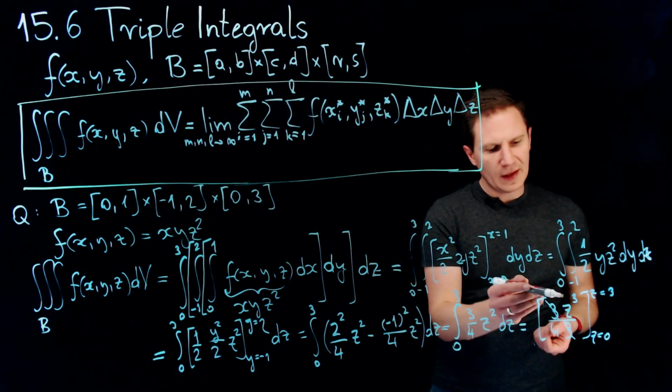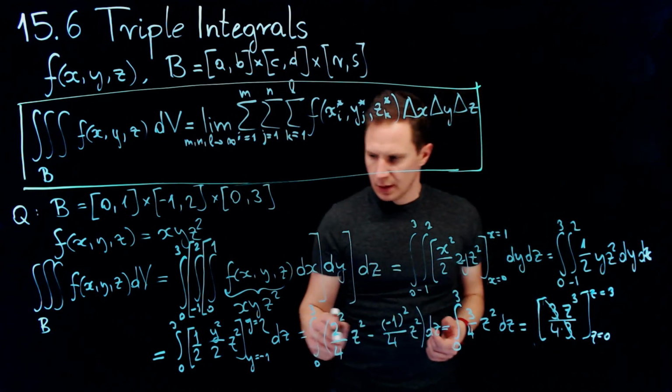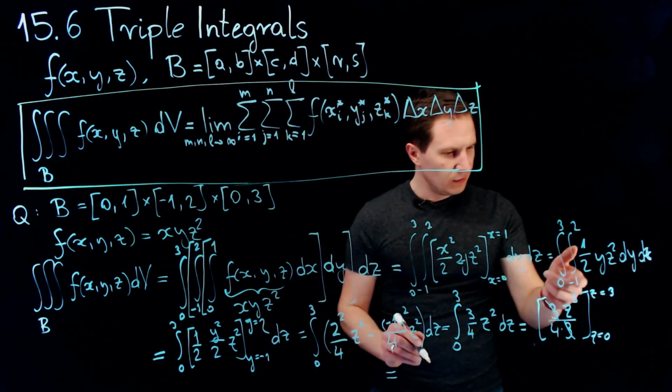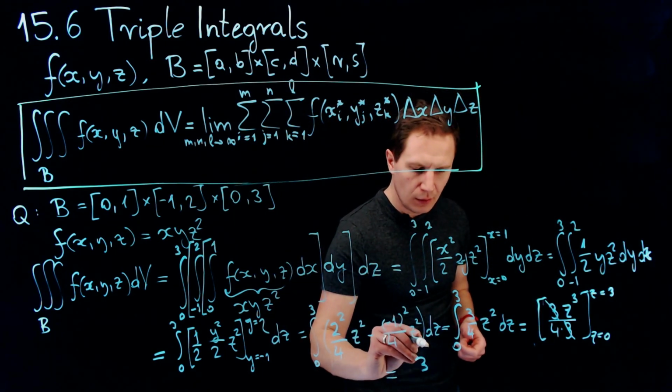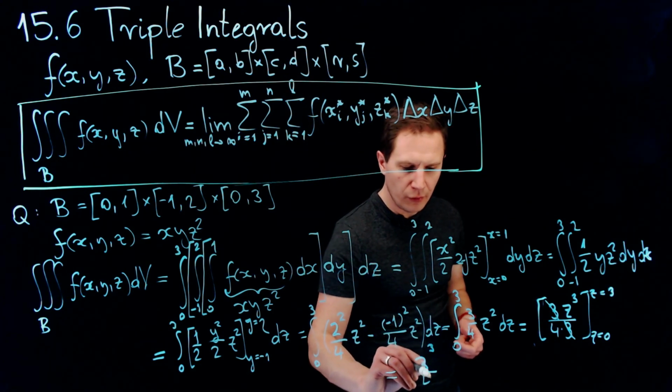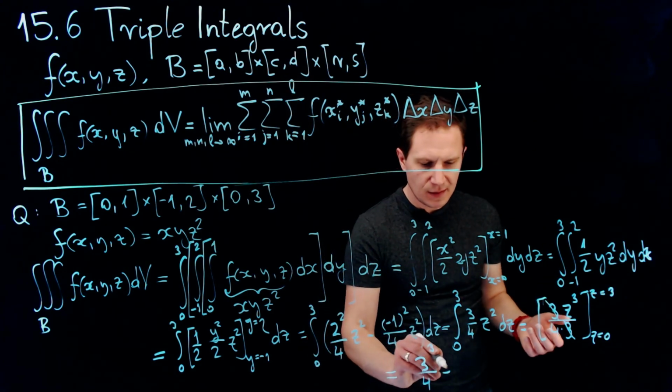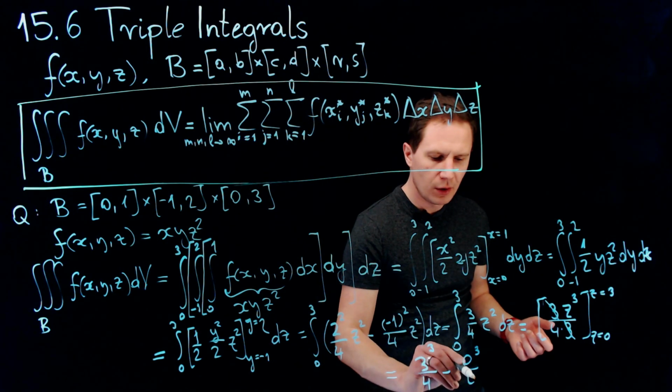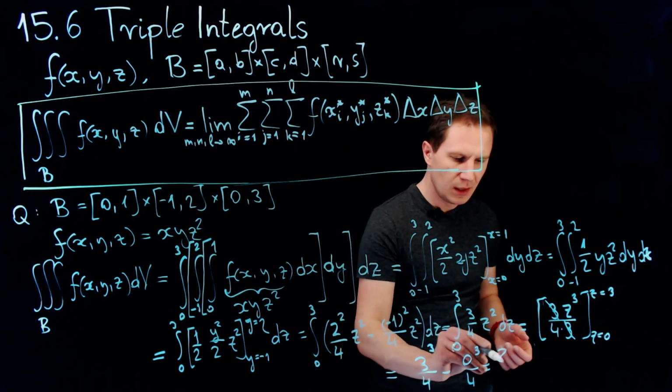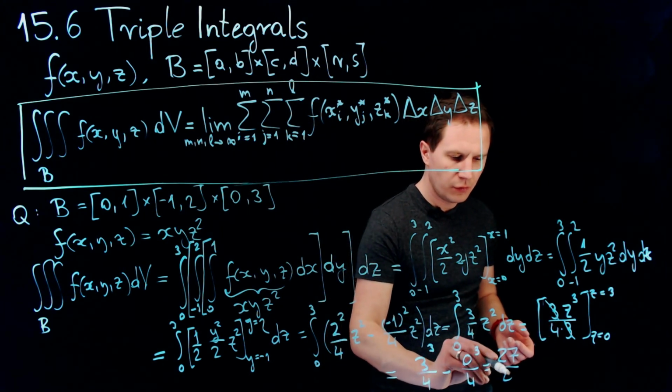Okay, so we have z cubed over 4. So when z is equal to 3, we have 3 cubed over 4, and then we have minus 0 cubed over 4. So what we have here is 27 over 4.